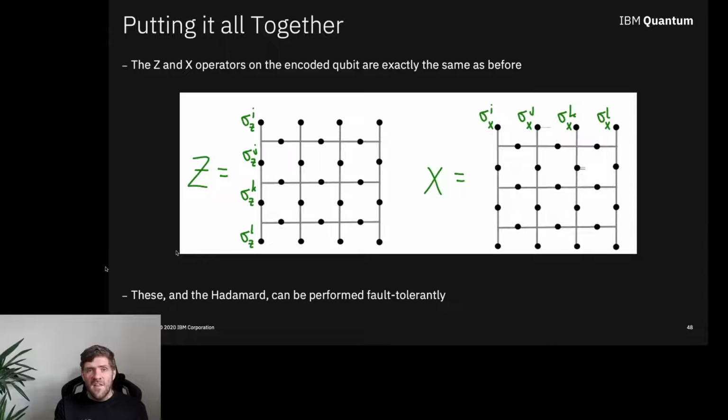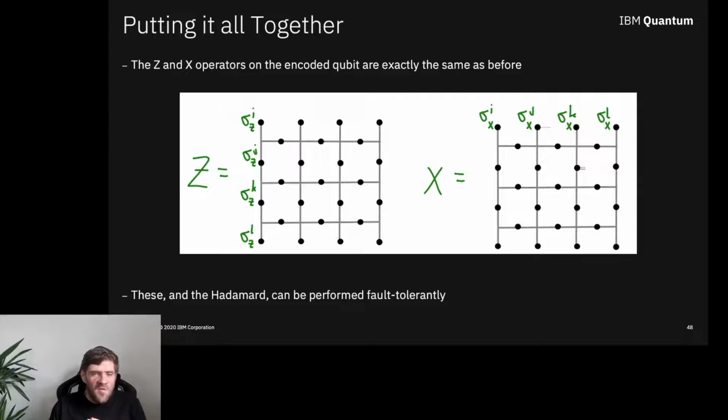Okay, so what are the Z and X operators for the qubits stored in this code? Well, they're exactly the same as the operators that we've just been looking at so far because of this consistency between the two encodings. And so we can do these fault tolerantly because it just means between two syndrome measurement rounds we run across with a bunch of Z's, or we run across with a bunch of X's in the other direction if we want to do an X. The Hadamard can also be performed fault tolerantly.